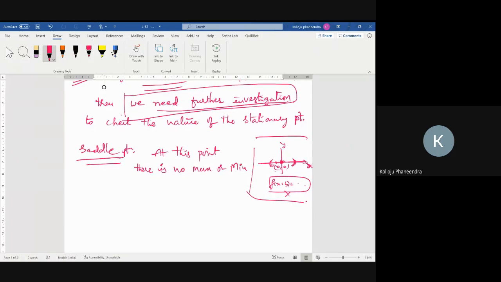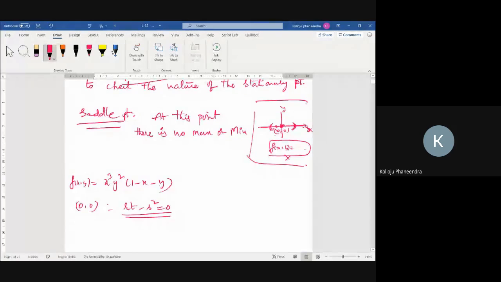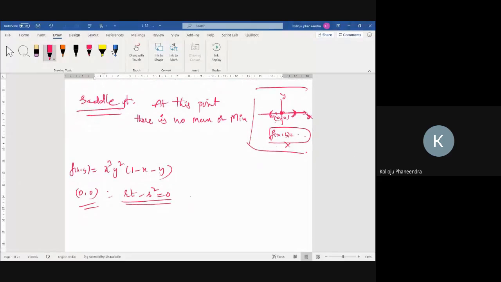Next, the problems from yesterday's assignment. Which problem? f(x, y) equal to x cube y square into (1 minus x minus y). That problem. This is f(x, y), right? At (0, 0) you are getting rt minus s square equal to 0, right? Then you make this statement: further investigation is required at (0, 0). And what type of investigation is required?